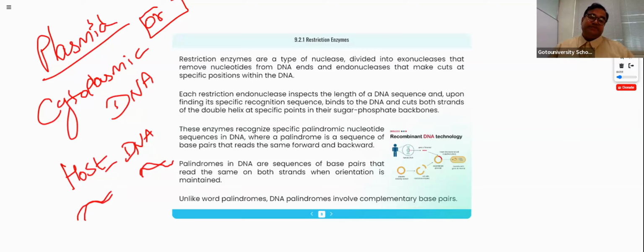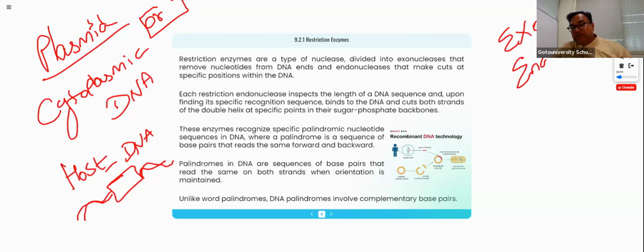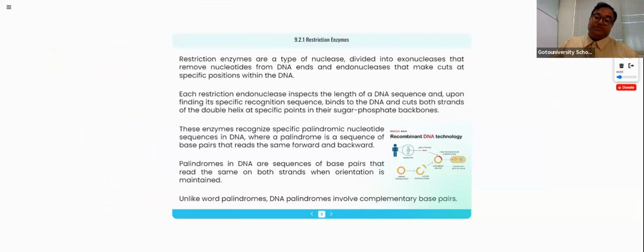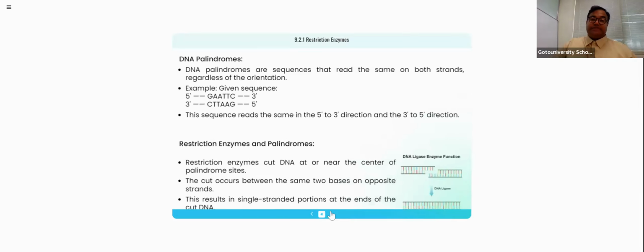So this plasmid DNA or cytoplasmic DNA is used to introduce the foreign gene into the host DNA. This is possible with the help of exonuclease enzyme, endonuclease enzyme, and DNA ligase enzyme. By using these enzymes, I'm introducing the gene of my interest into the host DNA.